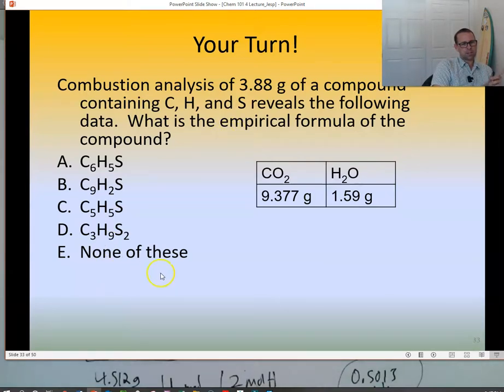Hopefully you had a chance to look at it. I'm going to show you the answer here in 2 seconds. 1, 2. All right, so the answer is A. Okay.